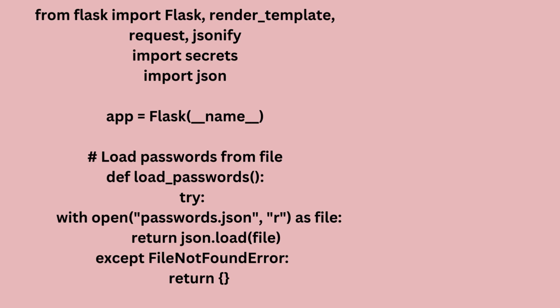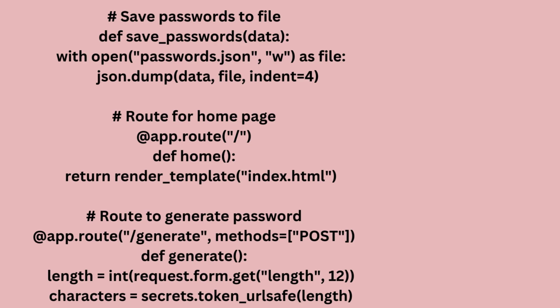2. Initializing Flask app. app = Flask(__name__), initializes the Flask app using the Flask class. This instance, app, is used to define routes, serve templates, and run the application.